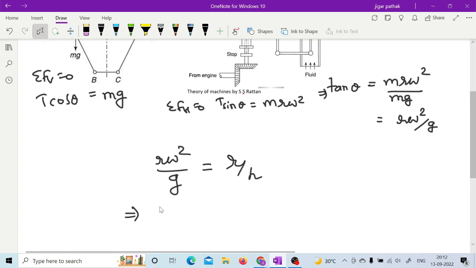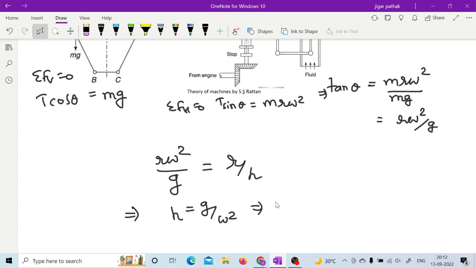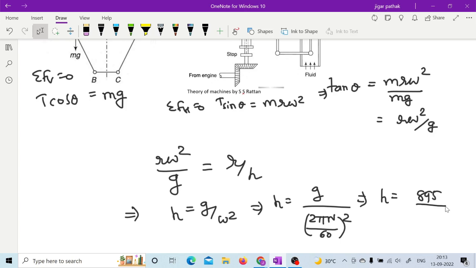From this you will get h is equal to g by omega square, and further if you write omega as 2 pi N by 60, then you can write h is equal to g upon (2 pi N by 60) square. If you take g equal to 9.81, and 2 pi by 60 can also be considered a constant, then if you put in the values of all this, you can simplify it as h is equal to 895 upon N square meter, right?